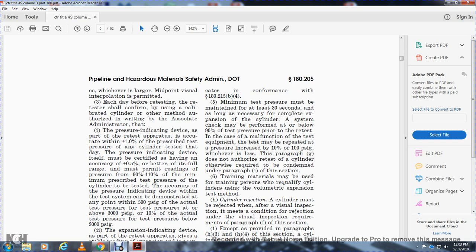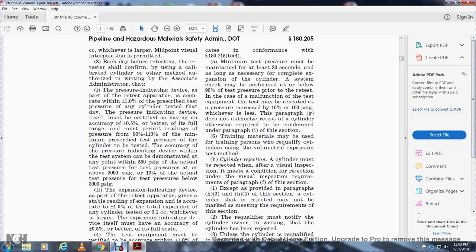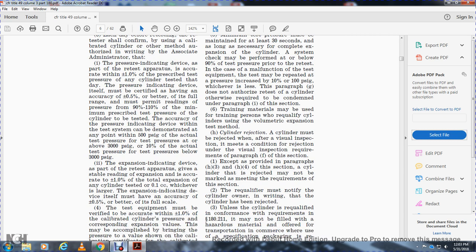Cylinder rejection. Cylinder must be rejected when after the visual inspection meets the condition for the rejection under the visual inspection requirements of paragraph F of the section 1, except for the provided in paragraph H3 and H4 of the section. Cylinder is rejected may not be marked with the meeting of the requirements of the section. The requalifier must notify the cylinder owner in writing whether the cylinder has been rejected.